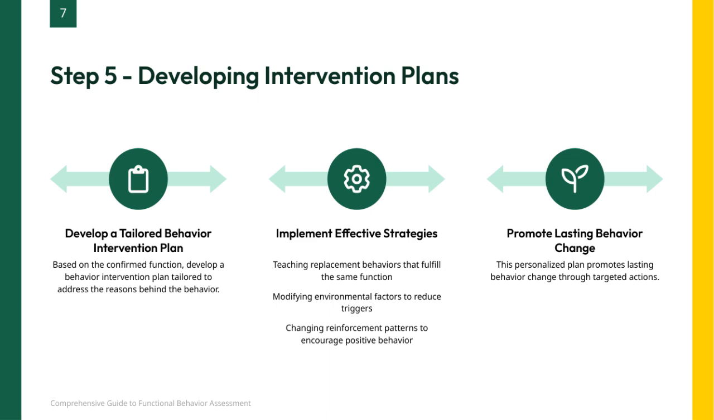When implementing the plan, we'll use strategies like teaching replacement behaviors that serve the same purpose as the problem behavior. We'll also look at modifying environmental factors to reduce triggers that may provoke the behavior. Additionally, changing reinforcement patterns helps encourage positive behaviors by rewarding desired actions appropriately. Ultimately, this personalized intervention plan aims to create lasting behavior change. By targeting the root causes and consistently applying these strategies, we promote meaningful and sustainable improvements.